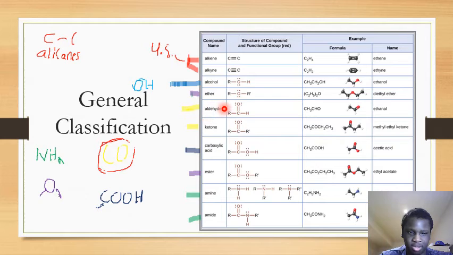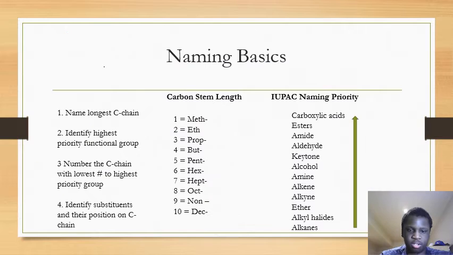Then we have the aldehydes and the ketones with their carbonyl group, C=O double bonded. And then we see the carboxylic acid group. And then we have the amines and the amides, the nitrogen group here. And those will be the groups we'll be talking about today. Alright, so moving forward now to the naming basics.